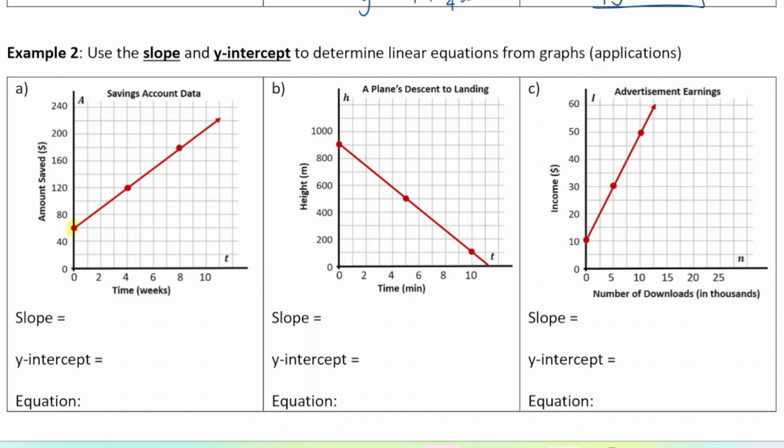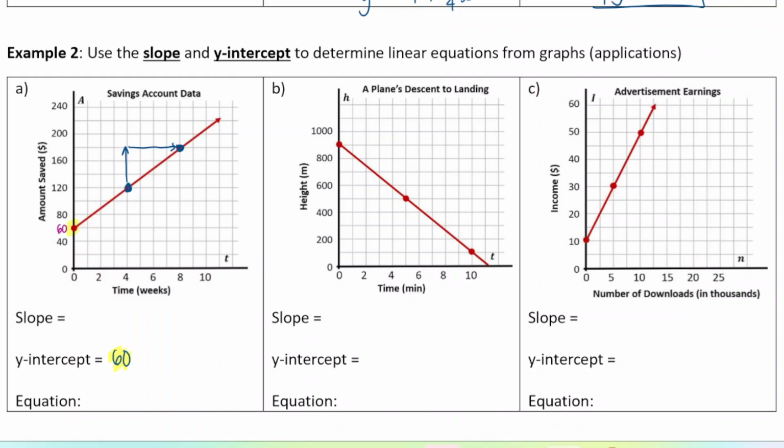So this one has a y-intercept that looks like it's right between 40 and 80. So the y-intercept would be 60. And then for the rate of change, remember you can pick any 2 points. So I'm going to pick this point and this point, and I'm going to look at what the change in y is compared to the change in x.